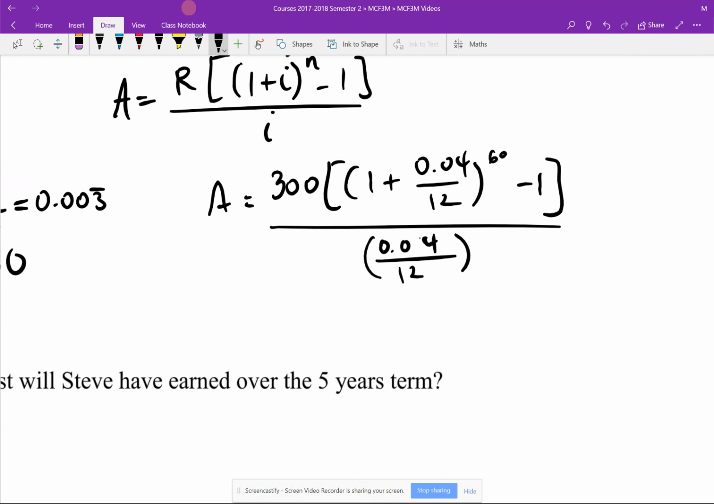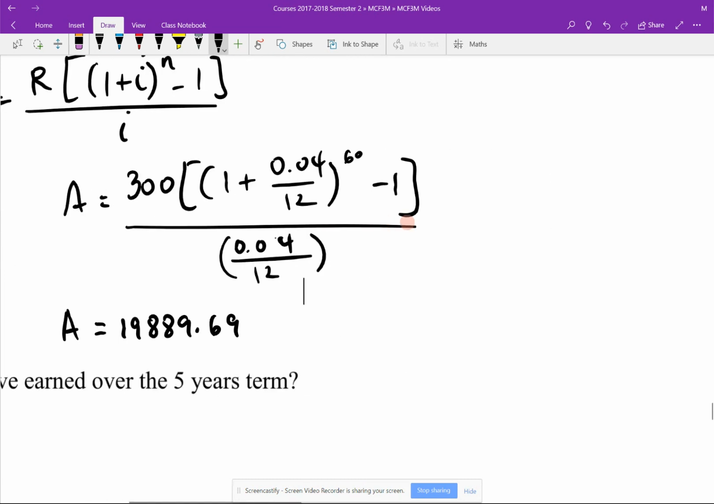Now, if you put this into the calculator, make sure you do this part first: 1 plus 0.04 over 12. You should get 1.00333, repeating 3. Then take that number and raise it to the power of 60. Then whatever answer you get, subtract 1. Then multiply that with your 300, and then divide everything by 0.04 over 12. Make sure you use your brackets as well in your calculator. You don't want to make any mistakes, so practice this on your calculator. The answer that you should get for your final value of A is $19,889.69. So that's the future amount.